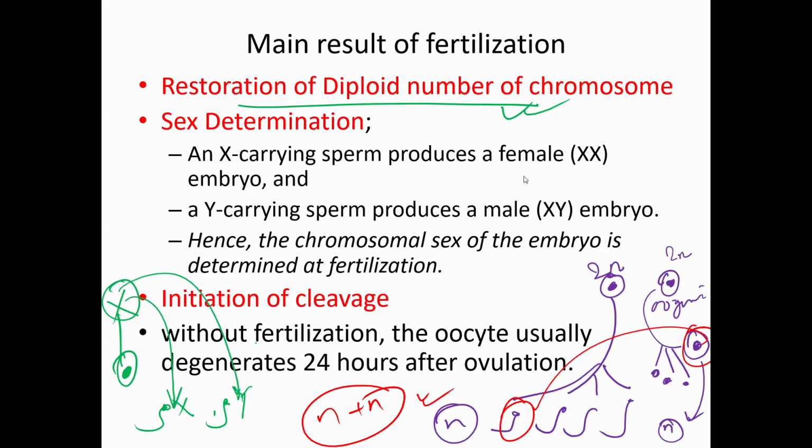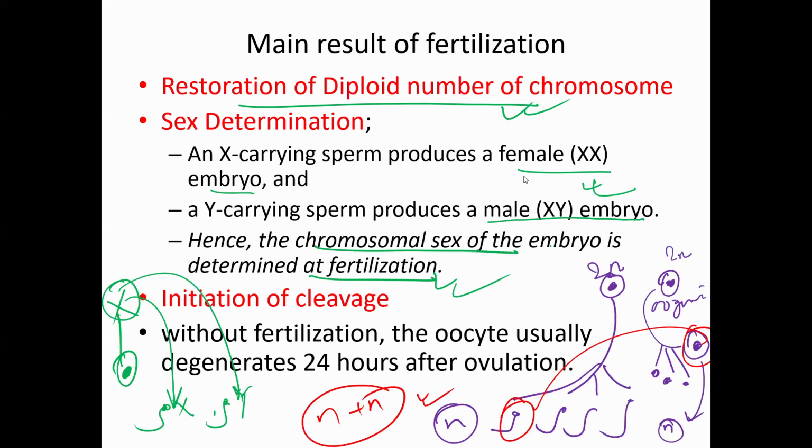Okay, so an X carrying sperm produces a female XX embryo, and a Y carrying sperm produces an XY male embryo. Hence the chromosomal sex is determined at the time of fertilization, though it takes a certain time to know phenotypically the gender of male or female. It may take as late as 12 to 14 weeks. But chromosomal sex determination occurs at the time of fertilization.